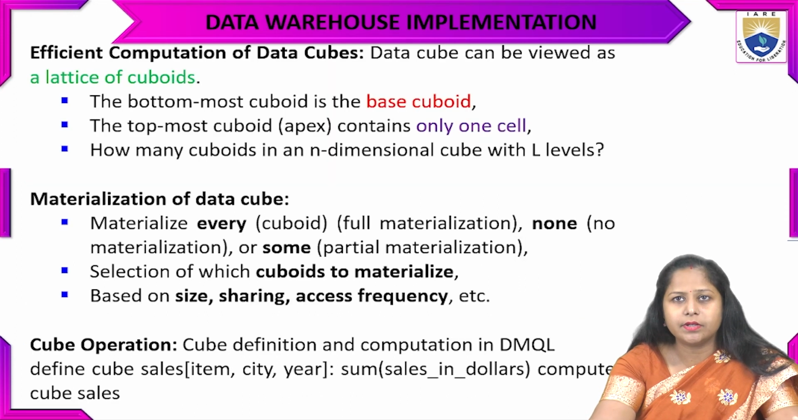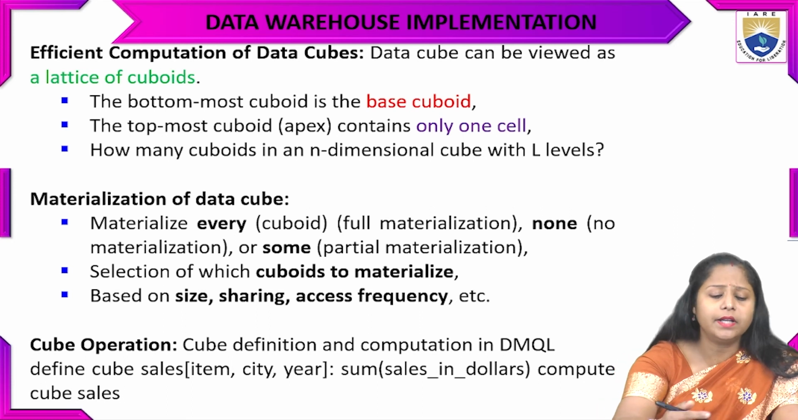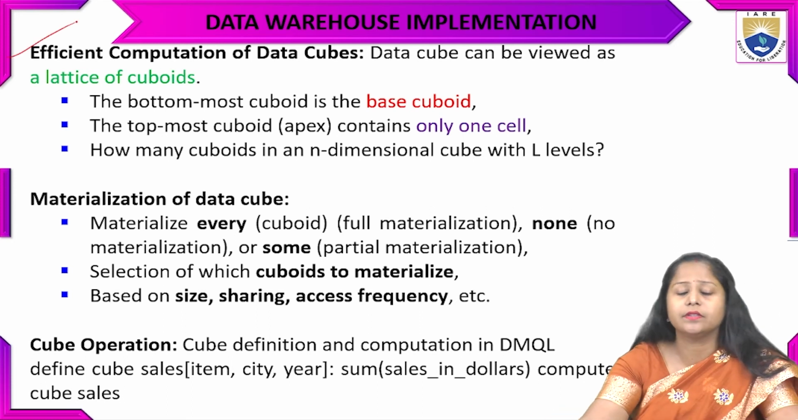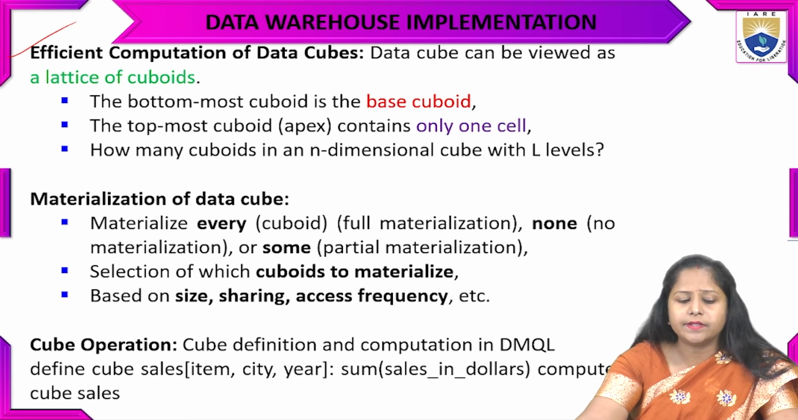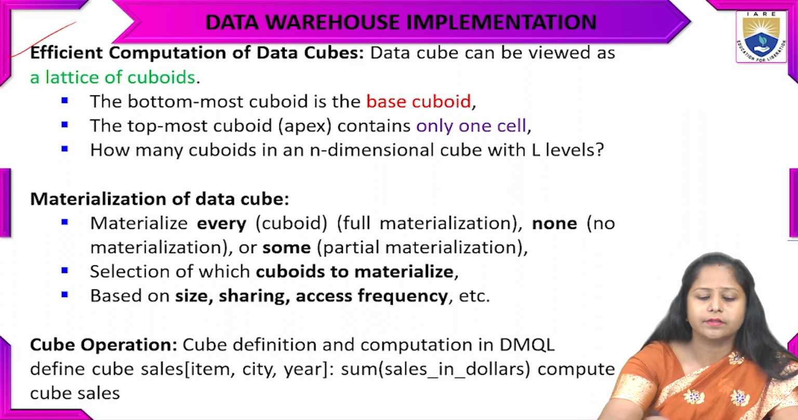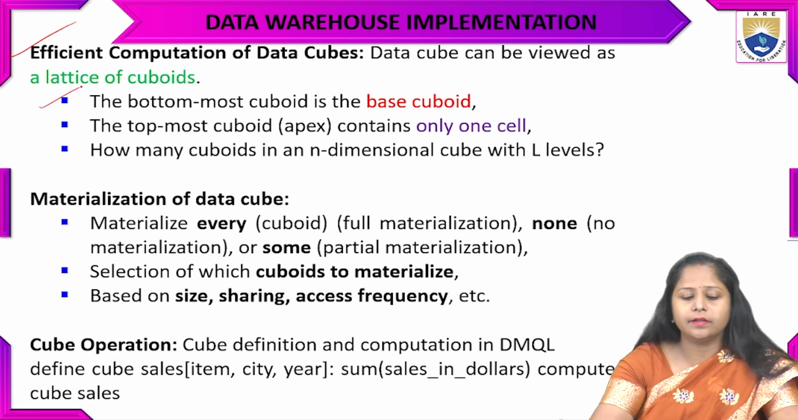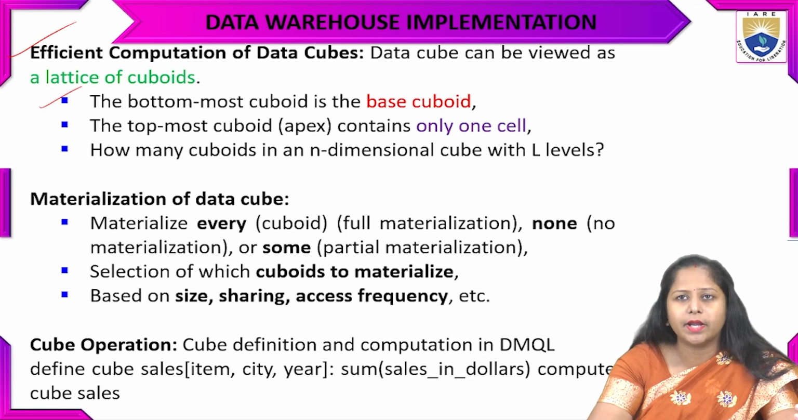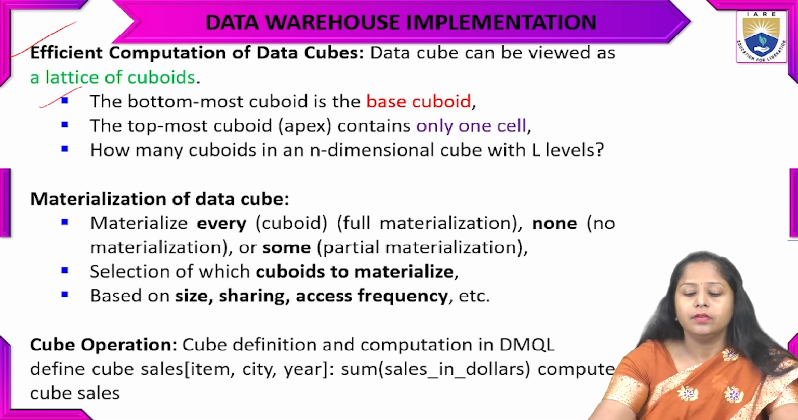For data warehouse implementation, we need efficient computation of data cubes. The data cube can be viewed as a lattice of cuboids. What was that? The data cube can be called a lattice of cuboids. In that, the bottommost cuboid is the base cuboid, so the base is called the base cuboid.